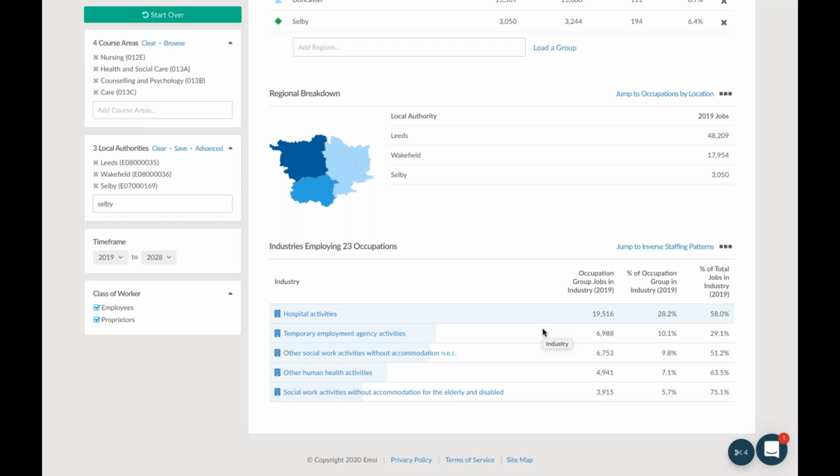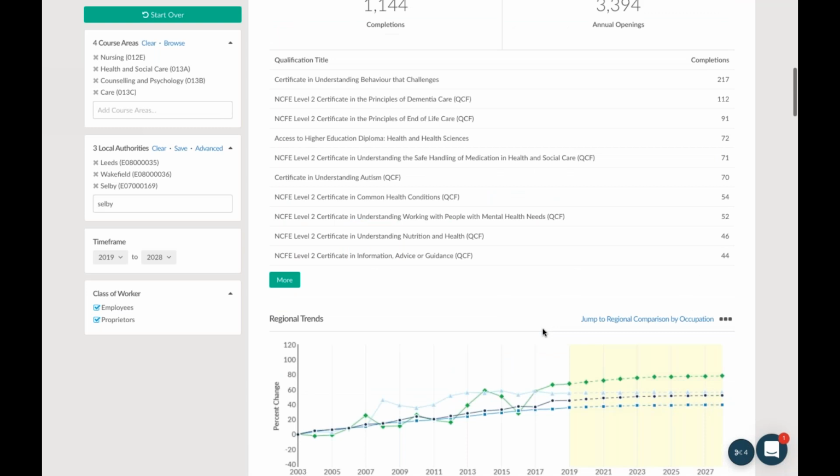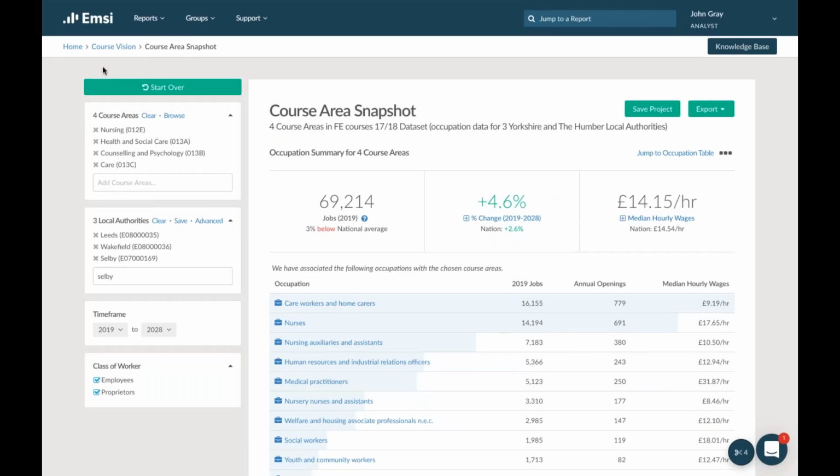So you would expect that to be in a computing area, but when we were looking at the industries, one of the top employers of software engineers was engineering. So again, it's just starting to make you think about how the industries and the labour market are set up, not your particular curriculum areas. So that's always useful to consider. So that was course area snapshot.